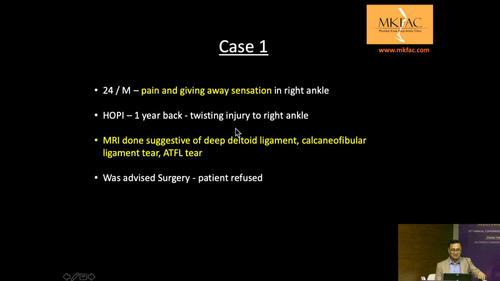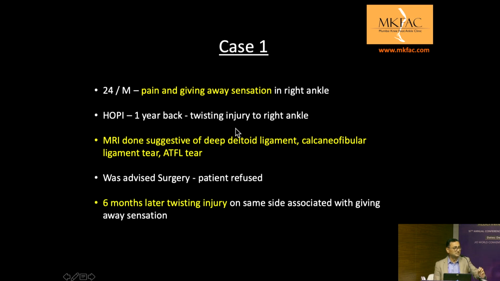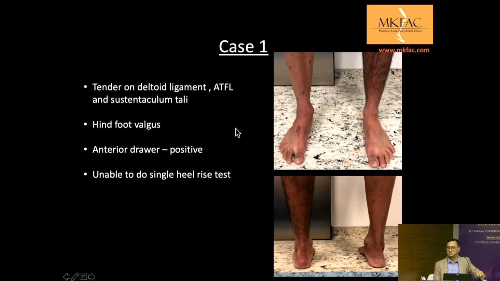A 24-year-old male, with pain and a giving way sensation because of a twisting injury. This was almost a year before he presented to me. An MRI was done locally which showed a deep deltoid ligament tear, CFL tear and ATFL tear. He was advised surgery, but because of his commitments and reservations, he did not opt for surgery. 6 months later, he again had a giving way sensation, a twisting injury on the same side, and had more pain and swelling. That's when he came and saw me. On examination, he had a slight excessive valgus on the right side compared to the left side.